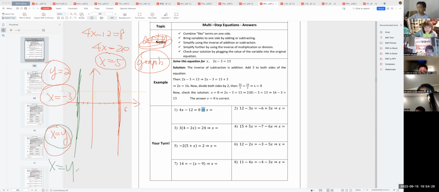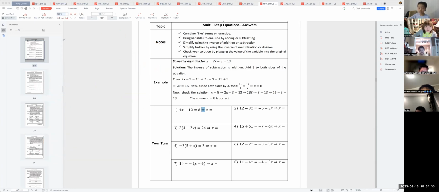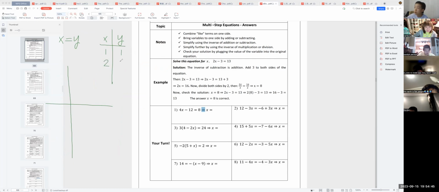X equals y is what kind of line? Okay, so in order to get x equals y, you need to have a table first, x and y. Okay, so let's see. X equals y, that means when x equals 1, y equals 1, x equals 2, y equals 2, x equals 3, y equals 3. Correct, everybody? So that means 1, 1, 2, 2, and 3, 3.